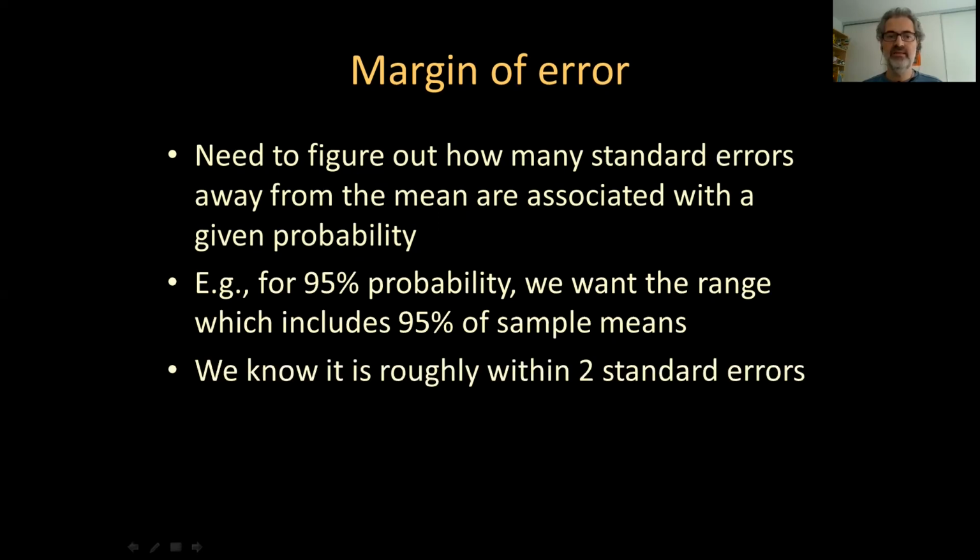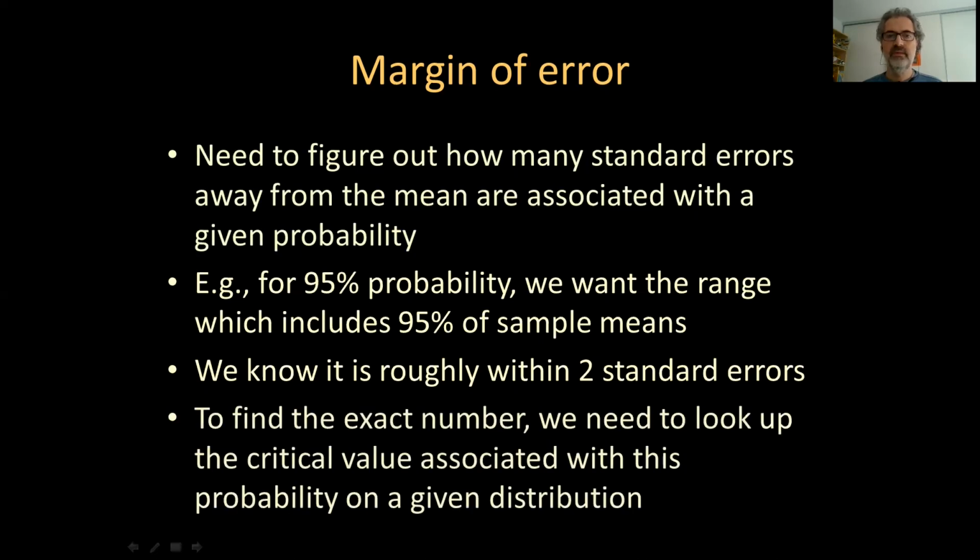We know that it is roughly 2 standard errors, but we need to find the exact number when it comes to actually calculating it. To do that, we need to look up the critical value that is associated with our level of probability. Let's go look at those online apps to understand how these things are related and how you can look up in the appropriate distribution.